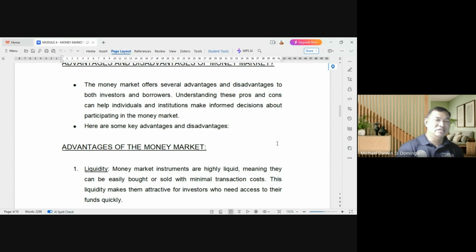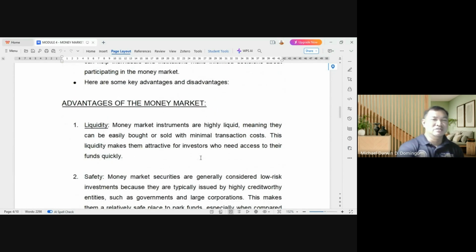Next is liquidity, no? Money market instruments are highly liquid as one of the advantage. Nabanggit na natin to, so hindi ko na siya ulitin. Pangalawa, safety yun. Safety in a sense na talagang mababayaran siya, especially kapag ito ay mga marketable securities. No? Ayan, na galing sa government, matik yun, meron yan. Then what else?